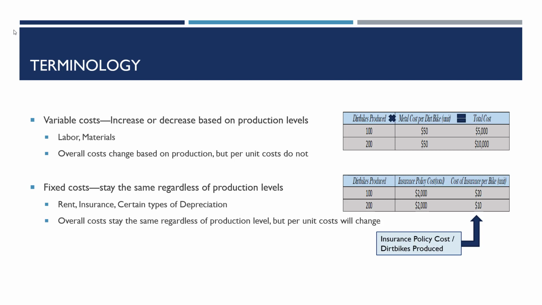So for this little fictitious company I have on the side, if their insurance policy costs them $2,000 a month, they have to pay $2,000 whether they make 100 dirt bikes or 200 dirt bikes. So the overall cost in this instance is fixed. But if you're going to spread it out amongst the units being produced, the more production you get in a facility that has fixed cost, the thinner it spreads those fixed costs. If we spread that $2,000 out amongst 100 dirt bikes, that would be $20 per dirt bike. If we made 200 dirt bikes, the amount assigned to each bike would only be $10.